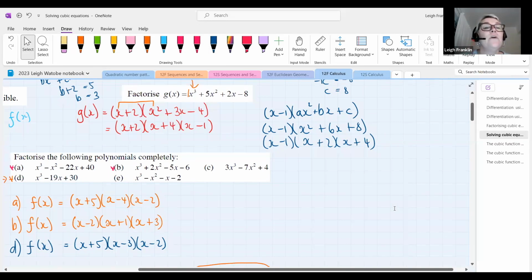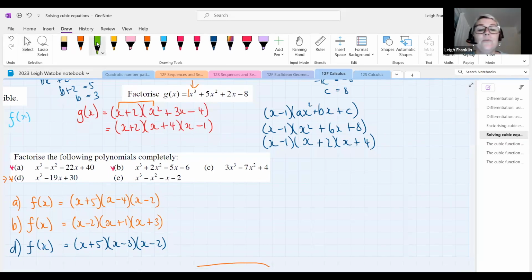Okay, so as far as question C is concerned, we would say, let's call it g of x, and it would be equal to 3x cubed minus 7x squared. I suppose I could write 0x, but I'm not going to use that. It doesn't matter, plus 4. Okay, so now what I want to do is find a linear factor, as you know. All right, so I'm going to sub in different values in order to get 0 as an answer. Did you manage to do that?